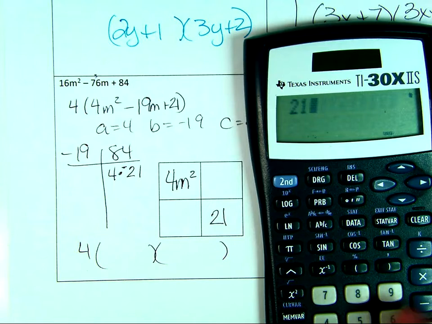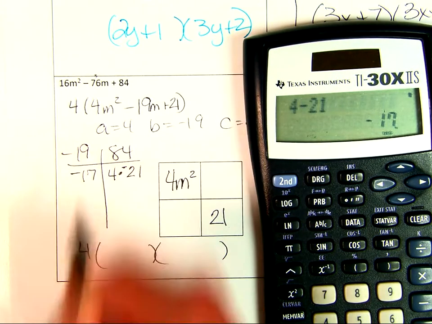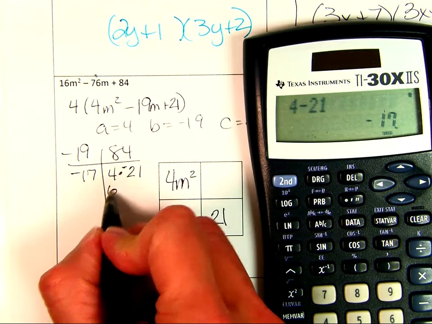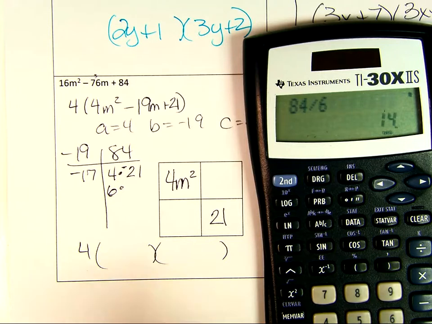21 minus 4 minus 21. If you just do everything in your calculator, I'm getting a negative 17. Okay, so I need to keep going. Does 5 go into 84? No. Does 6 go into 84? Yes. Okay, so 84 divided by 6 is 14.